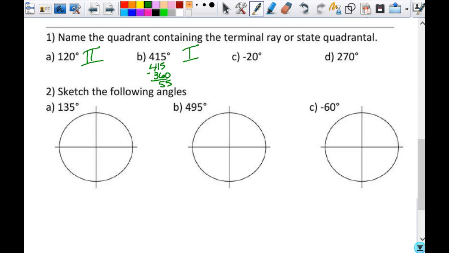So negative 20. What am I in? 4. Because I would start here, I would go clockwise since it's negative, and I would end up right here in quadrant 4. Then 270, what would it be? It would be quadrantal. And I have to state like what that is. If I'm here, then that puts me on the negative what? Y-axis.